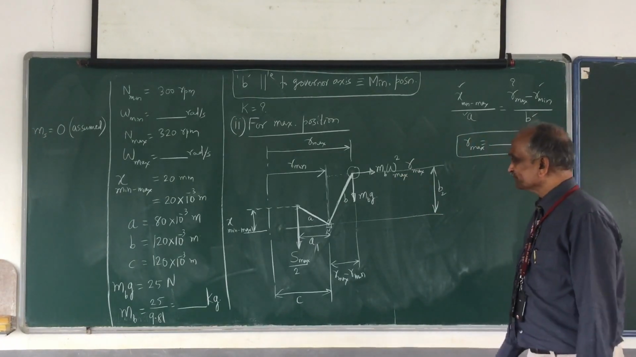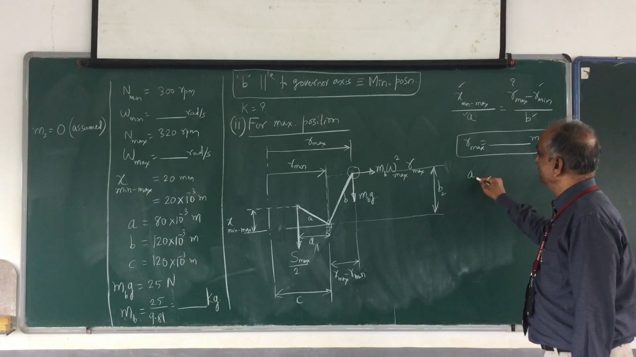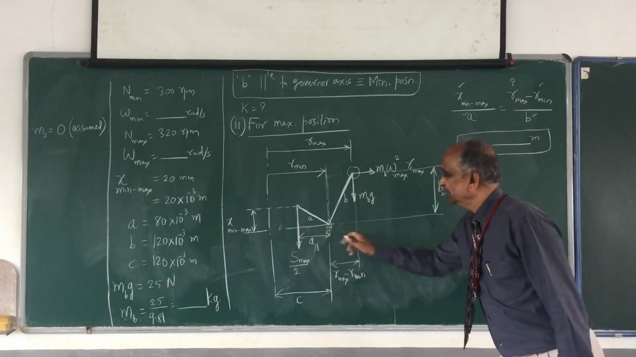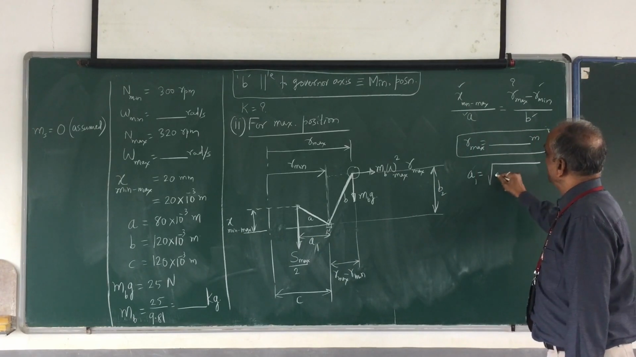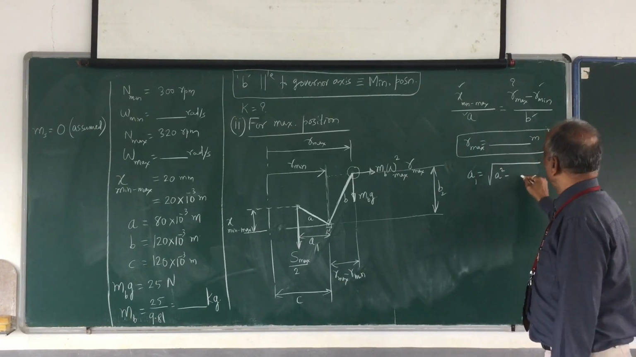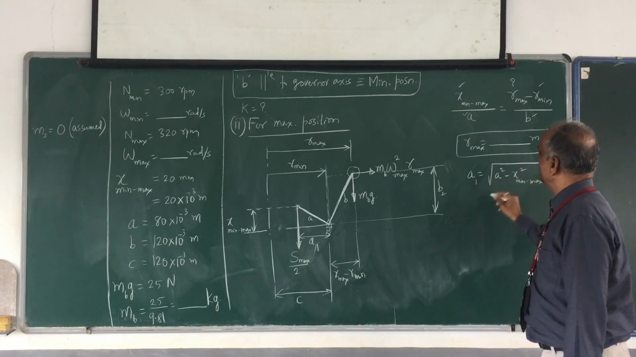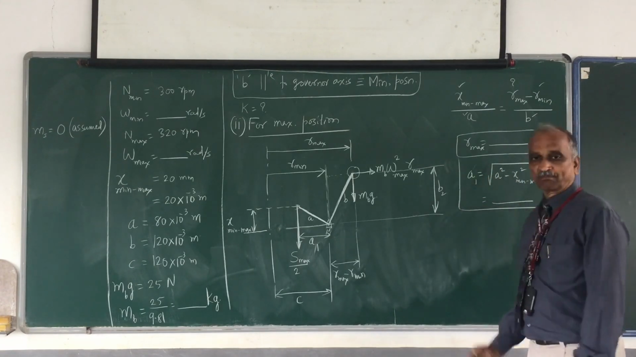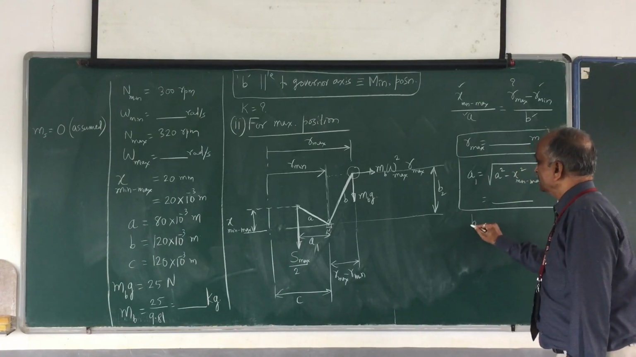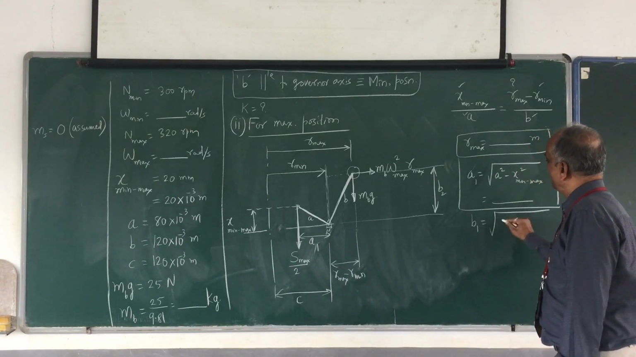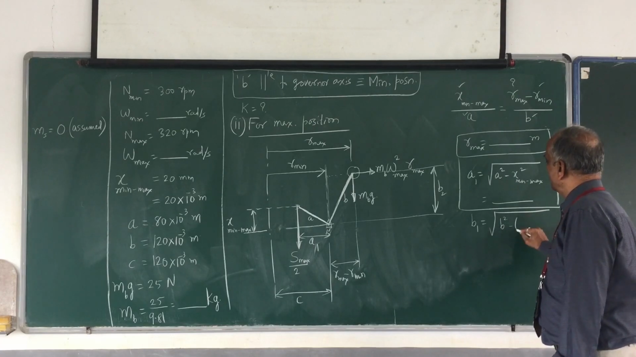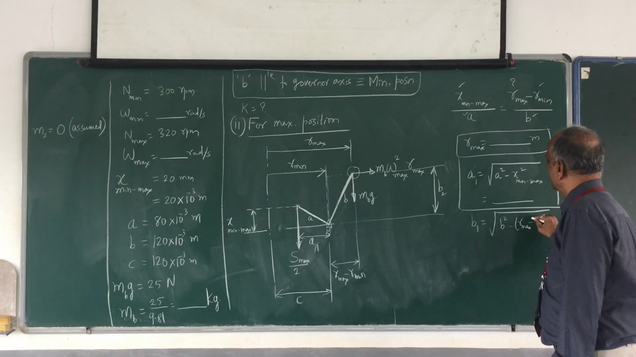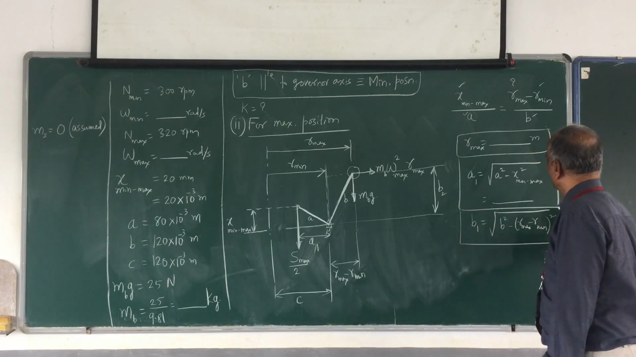Then what is A1? A1 is nothing but the square root of A square minus x min max square. So please do this, and A1 is known to you. And on the same lines, you can also find out B1, which is nothing but the square root of B square minus R max minus R minimum whole square. This is your B1.